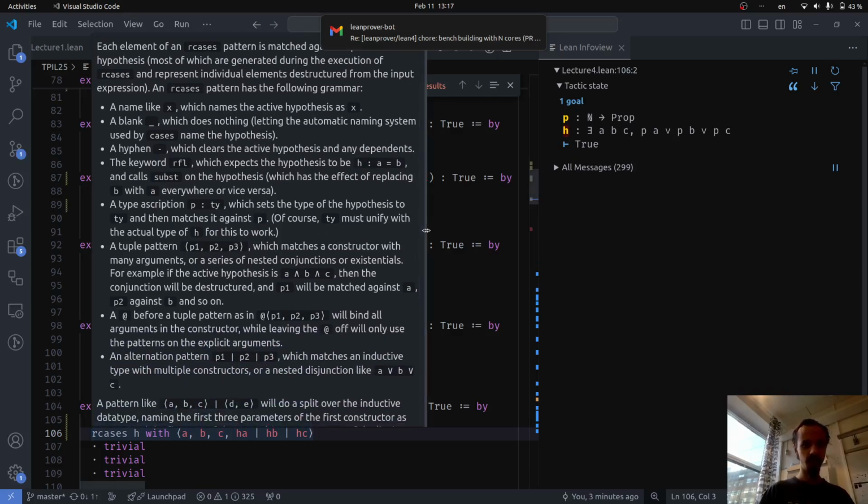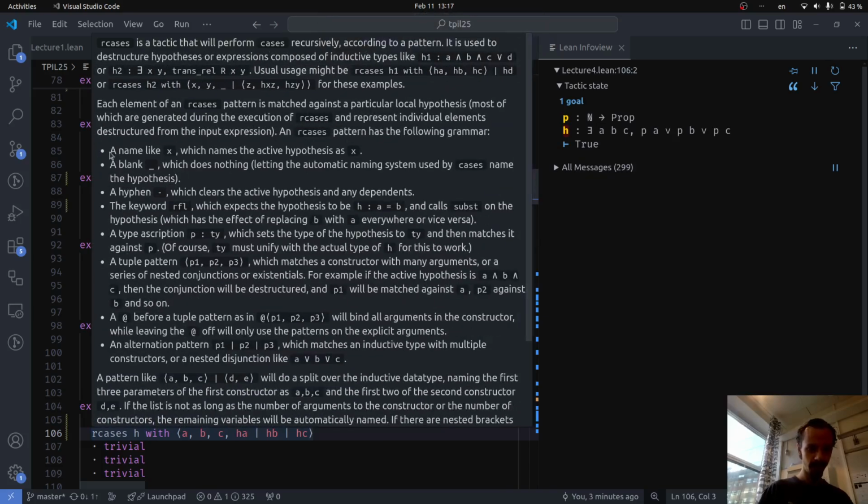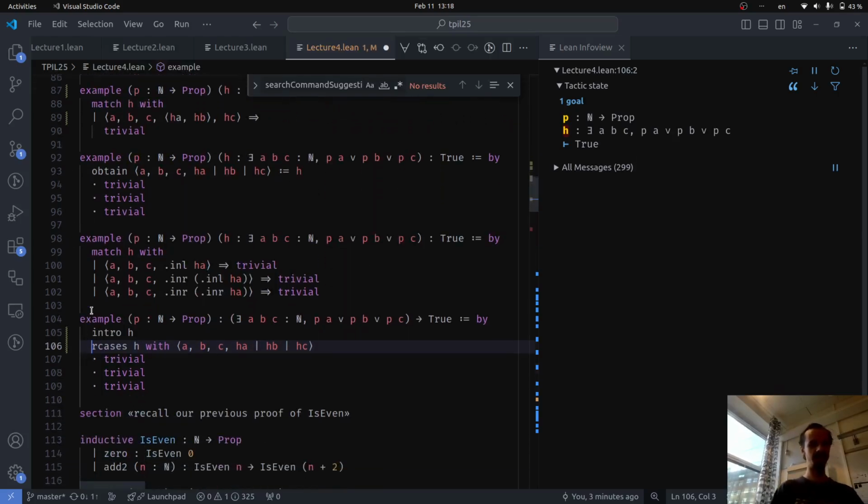And so you can have a name, you can have a blank, we saw that, a hyphen, which clears the active hypothesis, a keyword REFL, which does this substitution. You can also do type descriptions. We saw tuples and we saw alternations. And you can also put @ signs before tuple patterns. But yeah, that's basically everything you can do.